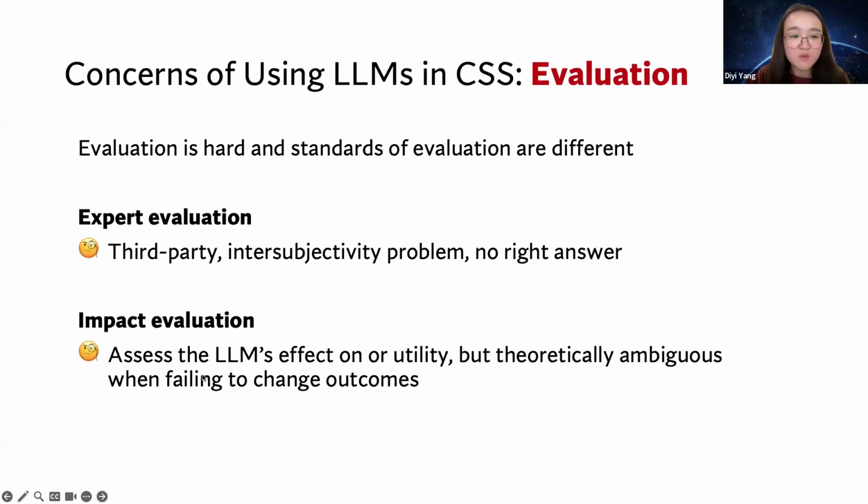From an impact evaluation perspective, I think it's very important to think about how we can look at the effect of large language models on some kind of utility dimension here. This part could be really hard to understand because interventions may not always change certain outcomes. So when the intervention fails or doesn't achieve what we are looking for, it becomes really ambiguous to interpret what happens.